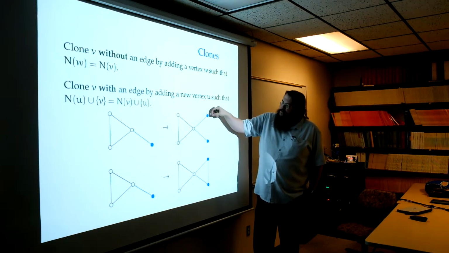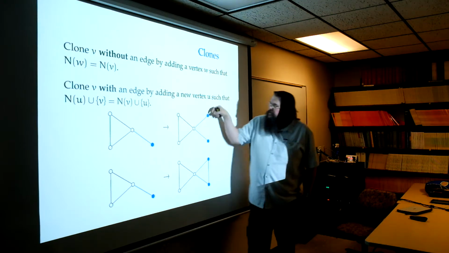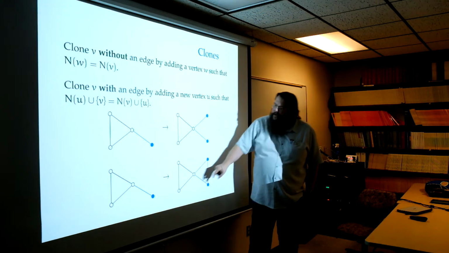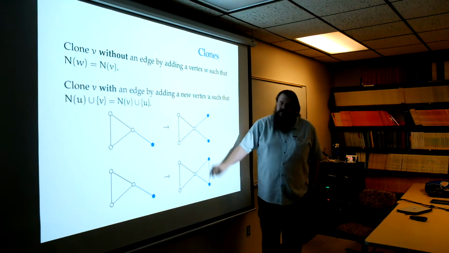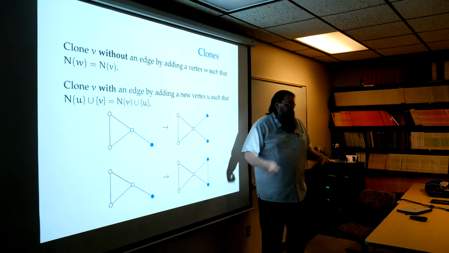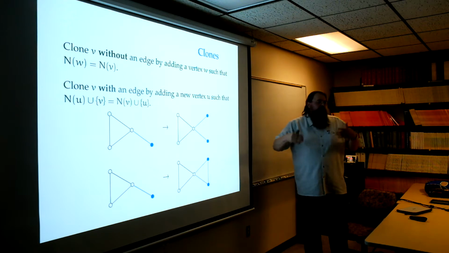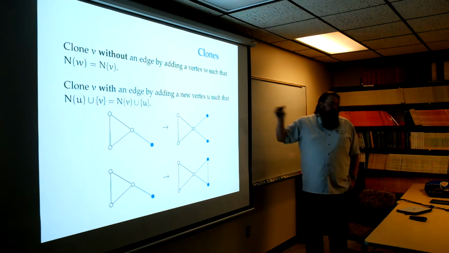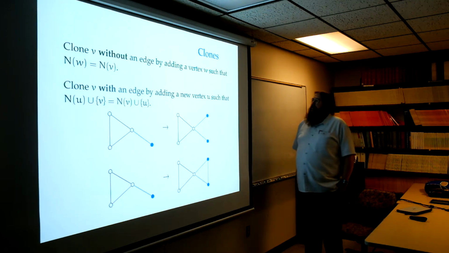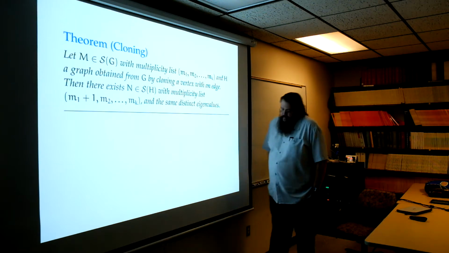Now I can do it in two ways. I can either make it so the new copy is not adjacent to the original one, or I can do it where the new copy is adjacent to the original one. So more or less, it's sort of what you think it should be. I'm making a vertex which has the same properties. It may or may not be connected. Okay. Well, how do we use this?